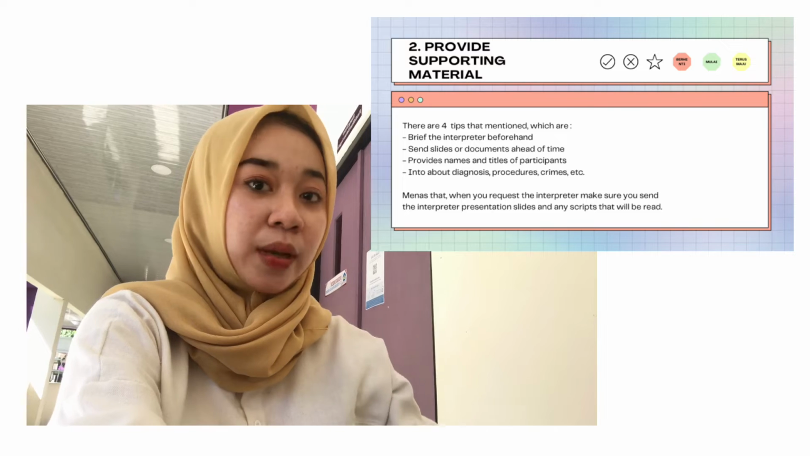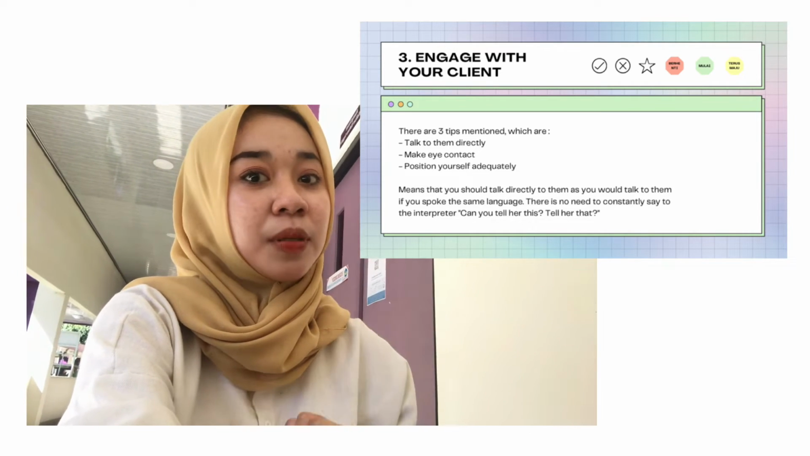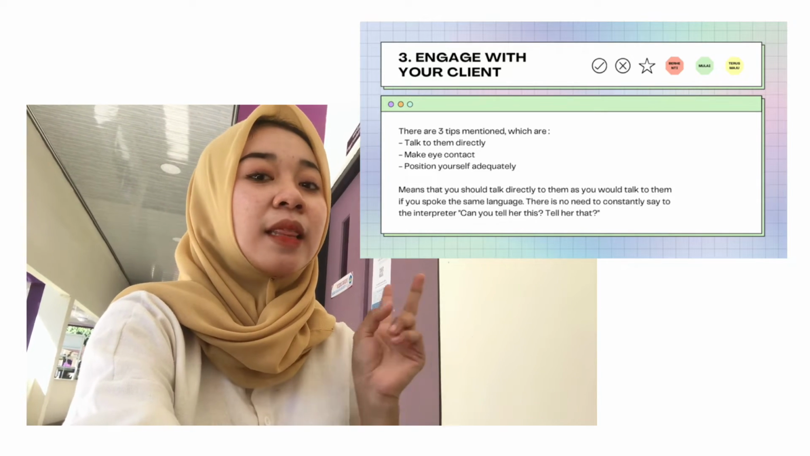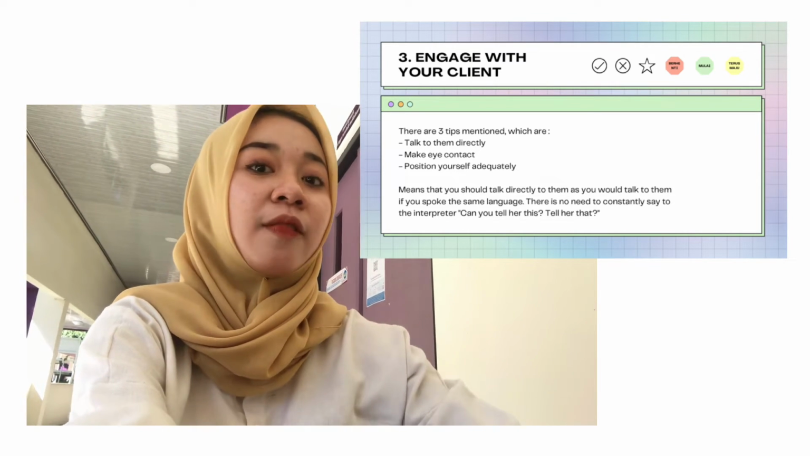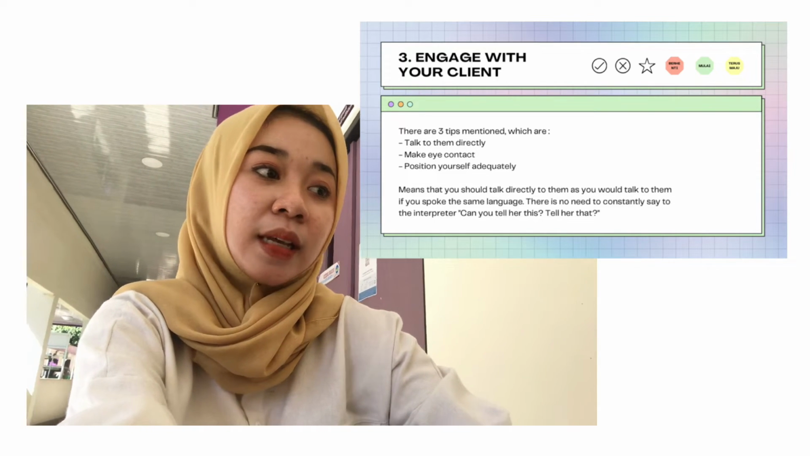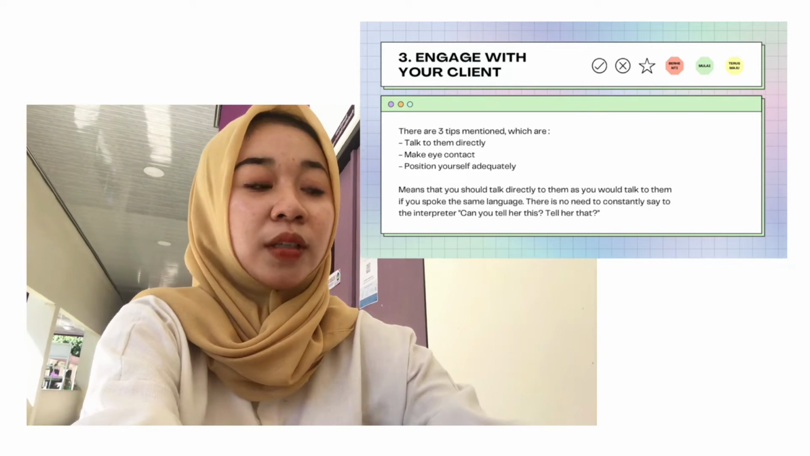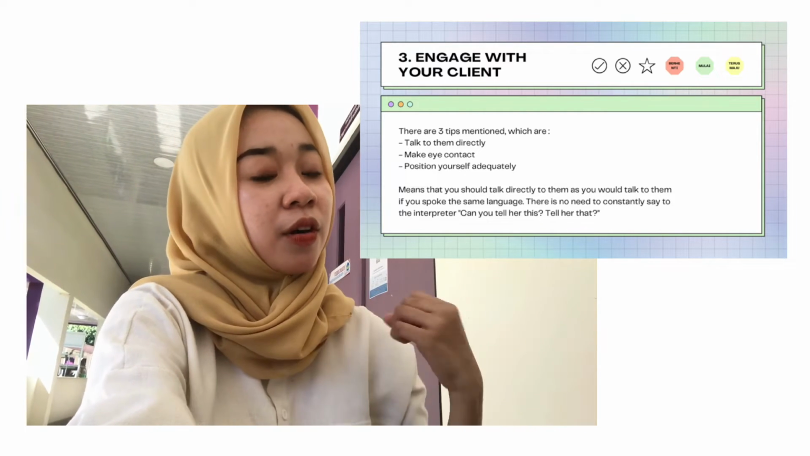that will be read. And then number 3 tip is engage with your client. There are 3 tips mentioned, which are: the first one is talk to them directly, and then number 2, make eye contact, and then the last is position yourself adequately. So this means that you should talk directly to them as you would if you spoke the same language. There's no need to constantly say to the interpreter, can you tell her this or can you tell her that?